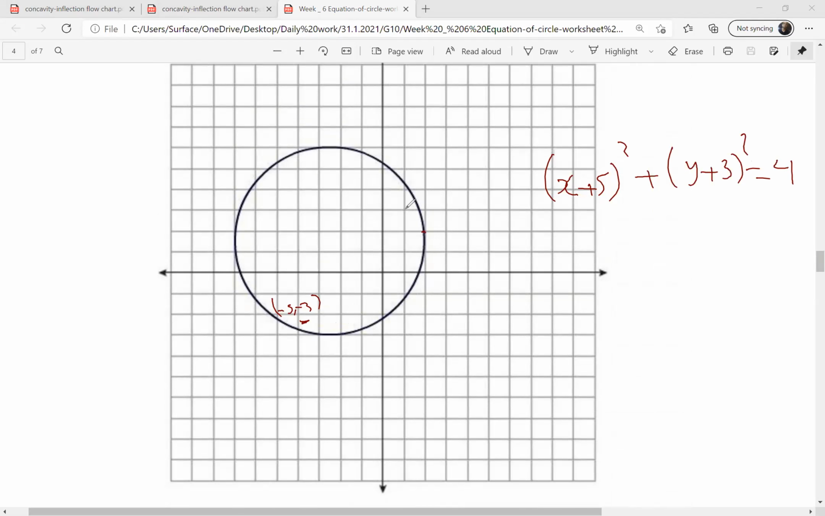This is negative 2 and this is 1 2 3 4 5 6 7. So the diameter is 9. Diameter equals 9. Then the radius is 4.5. Here from 1 2 3, 1 2 3 4 5 6. Of course 9, so from 3 to 1.5. So the center will be at negative 2.5 and positive 1.5 again.